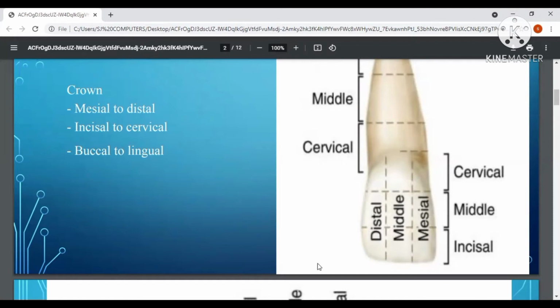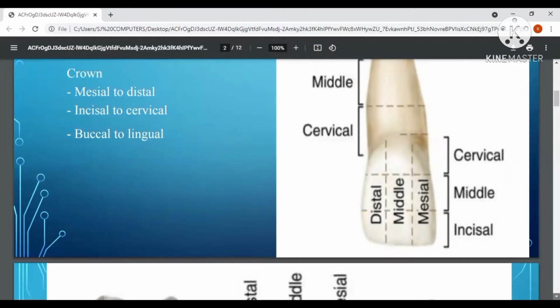And if we move from the incisal side, that is the incisal end of the crown, right? Here we have the cervical line. So from the incisal to the cervical direction, it is divided as the incisal third, right? Here we have the middle third, then we have the cervical third, as shown in this picture, right?